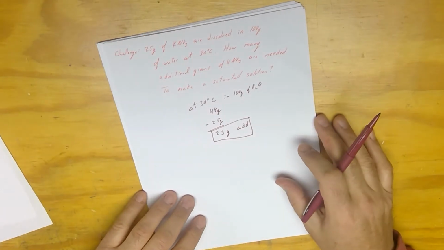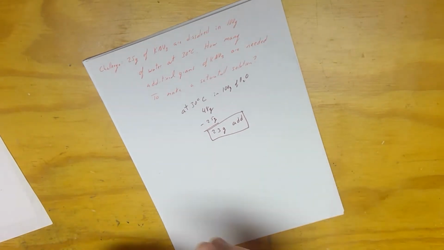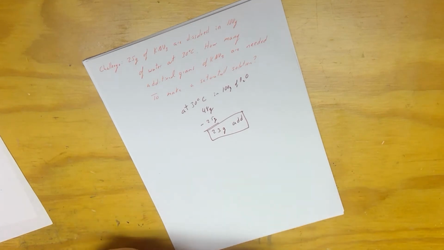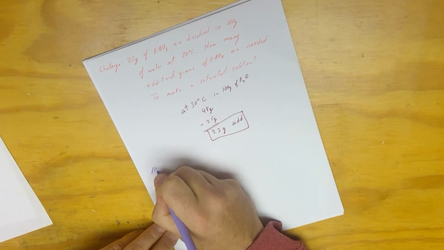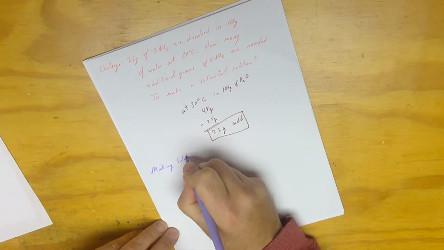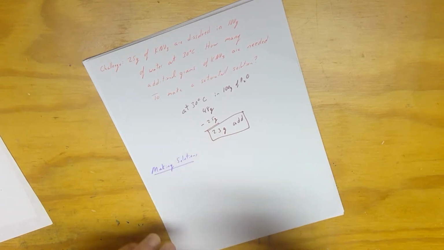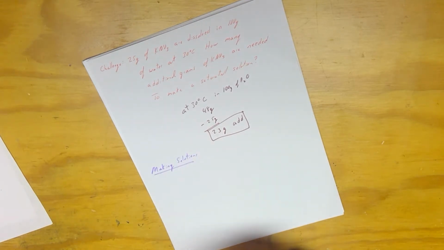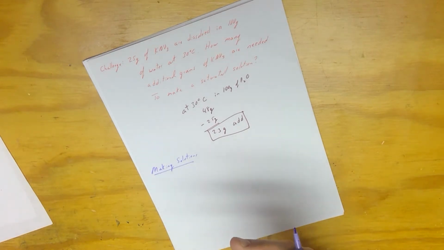All right, so for today, we're going to talk about how to make a specific solution. Now, I do this all the time. So when I make your solutions for lab, I have to make them in a very specific way. All right, so there's got to be a very specific concentration, and I figure out how much of it I'm going to need for the lab. So I make a lot of solutions.